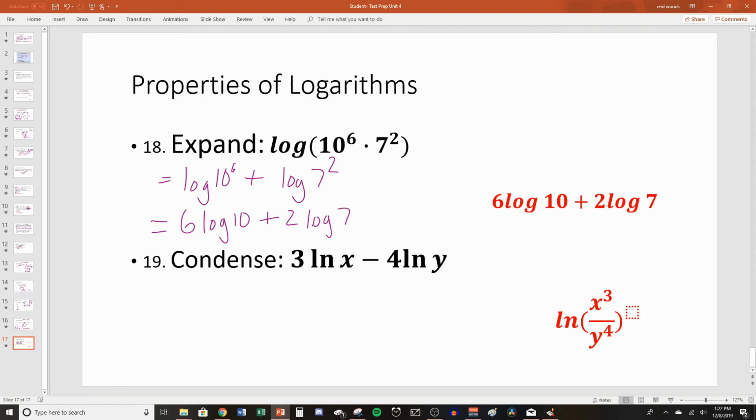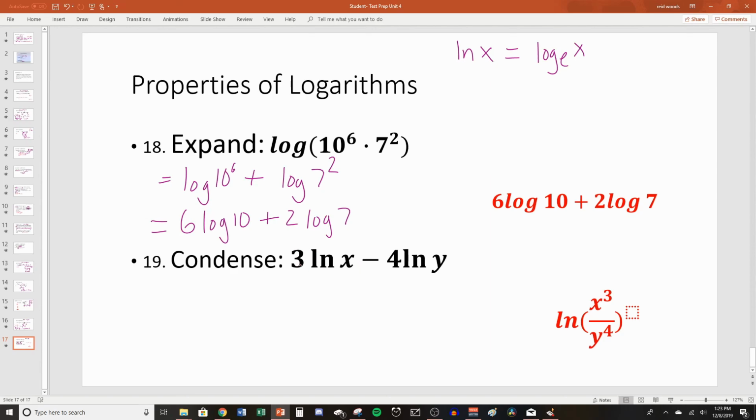All right, this last question, number 19, we need to condense. Even though these are natural logs, just a reminder that natural log of anything is the same as saying log base e of that value. So there's not really a big change there. If you prefer to write it like this, go for it. So we're going to do the opposite here. We're trying to condense this into a single value.